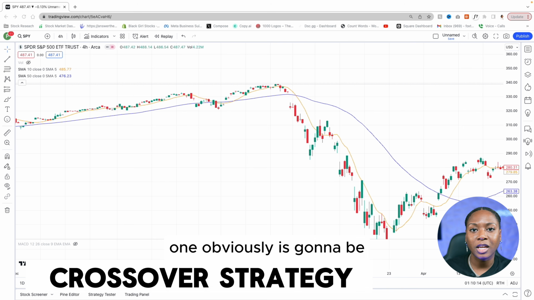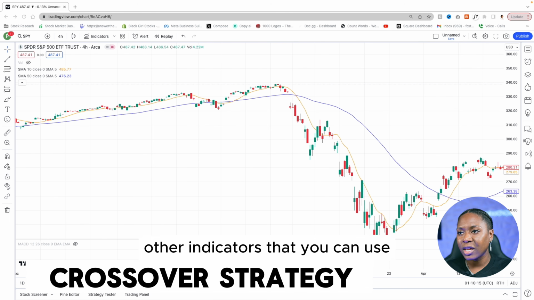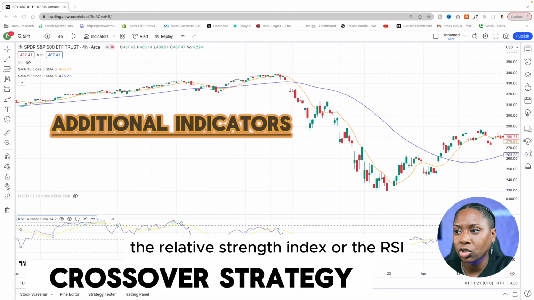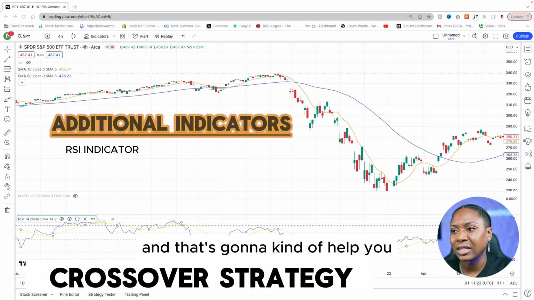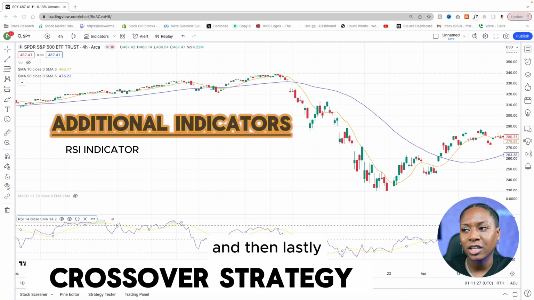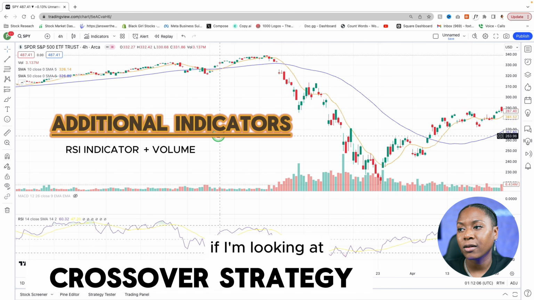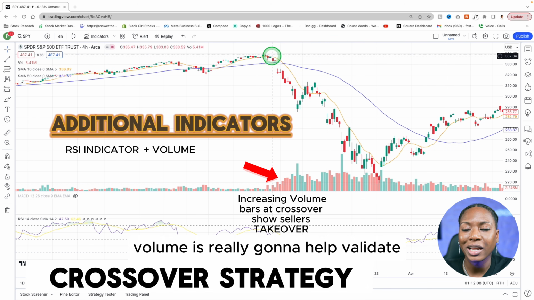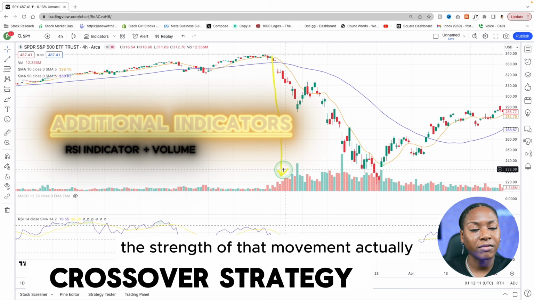One obviously is going to be the moving averages. Other indicators that you can use are the relative strength index, or the RSI, and that's going to help you see overbought or oversold conditions. And then lastly, you can look at volume. If I'm looking at a crossover, volume is really going to help validate the strength of that movement.